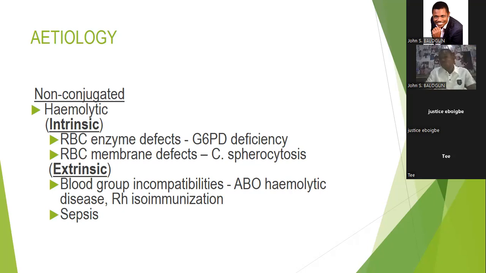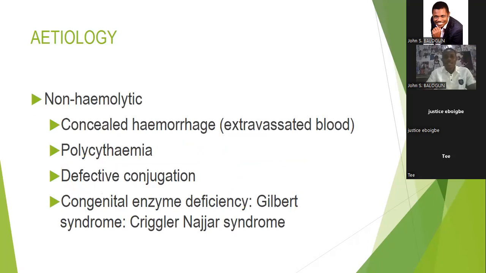Please don't forget this when you sit in the exam. If they ask you what is the commonest cause of hemolytic or non-conjugated hyperbilirubinemia, the commonest cause is ABO incompatibility. So sepsis, infections can also be an extrinsic cause of hemolytic non-conjugated hyperbilirubinemia.